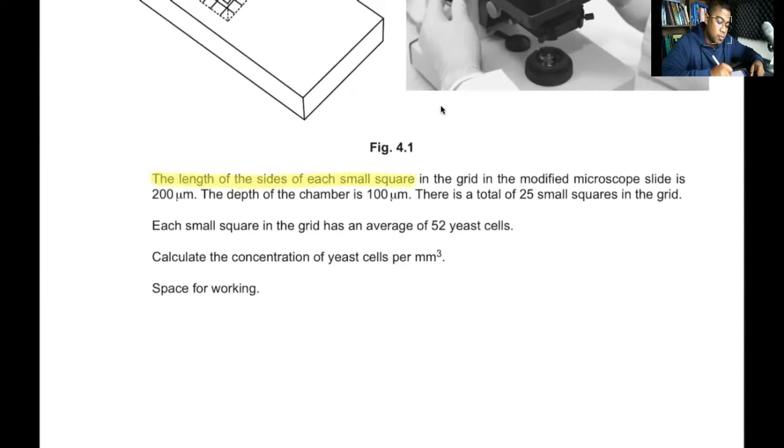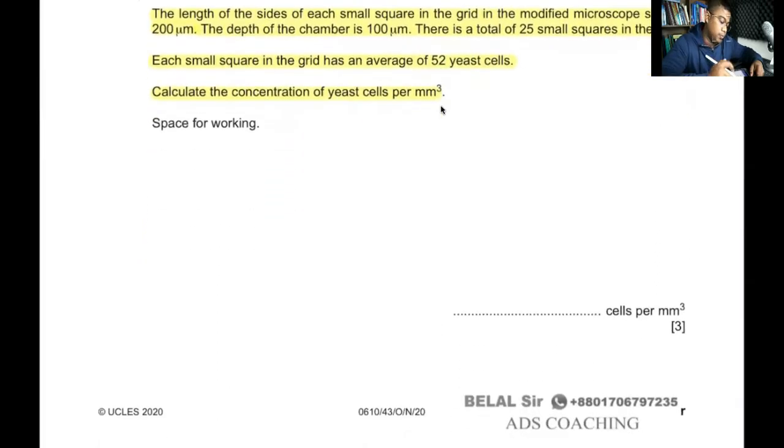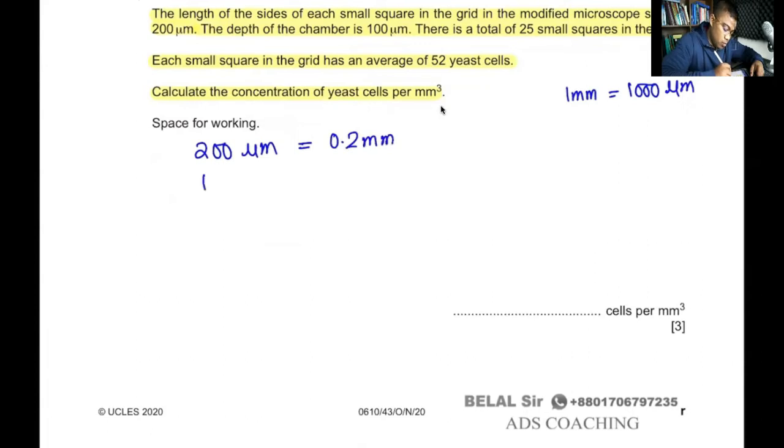The length of the sides of each small squares in the grid in the modified microscope slide is 200 micrometer. The depth of the chamber is 100 micrometer, so there is a total of 25 squares in the grid. Each small square in the grid has an average of 52 cells. Calculate the concentration of yeast cells per millimeter cube. So, first of all, we need to do the working. 1 millimeter is equals to 1000 micrometer. So, 200 micrometer is equals to 0.2 millimeter. 100 micrometer will be 0.1 millimeter.